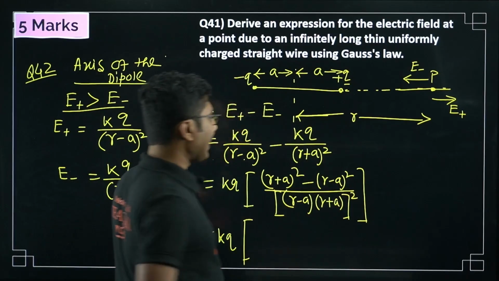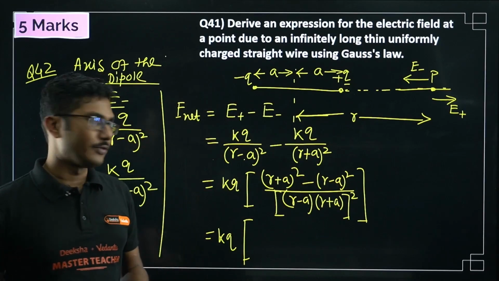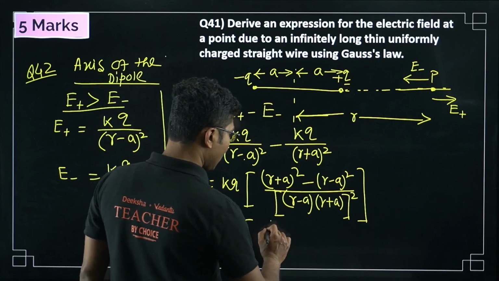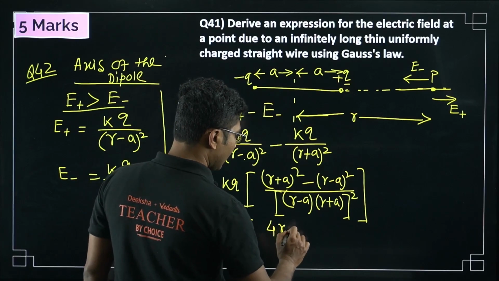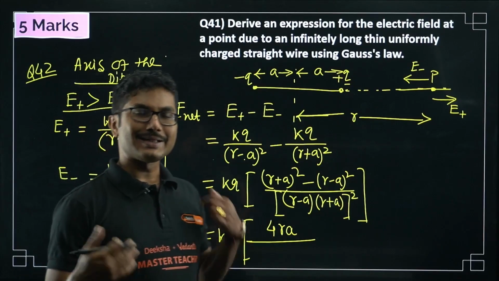What is (A plus B) whole square minus (A minus B) whole square? If you don't remember, I am telling you the formula. It is 4AB. Okay, (A plus B) whole square minus (A minus B) whole square.